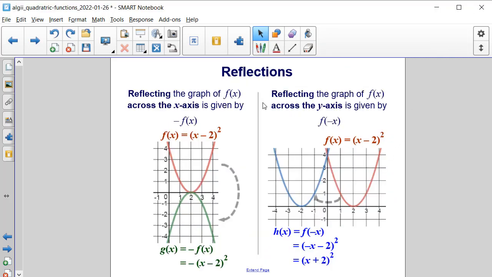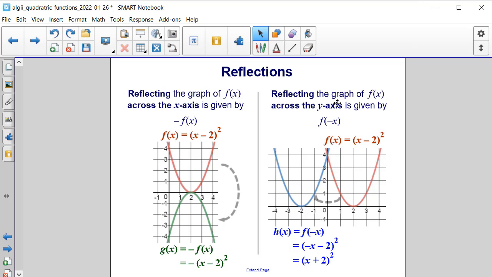Now let's talk about reflections. Reflecting the graph of f of x across the x-axis is given by negative times f of x. So if we had f of x being equal to the quantity x minus 2 squared, and we reflect it across the x-axis, g of x, which is the negative of f of x, would be equal to the negative of x minus 2 in parentheses quantity squared.